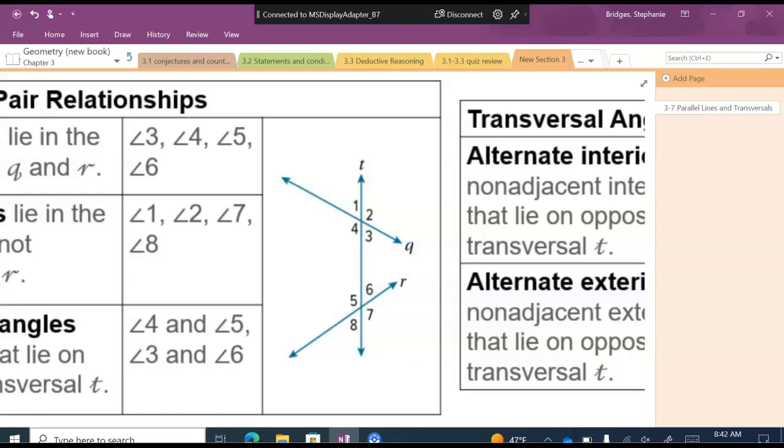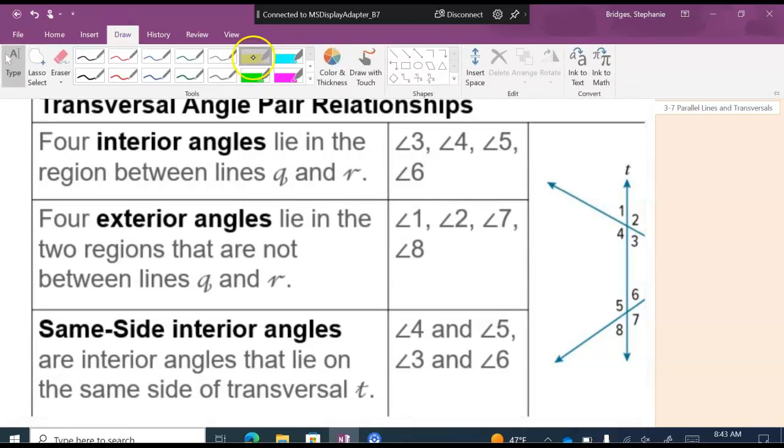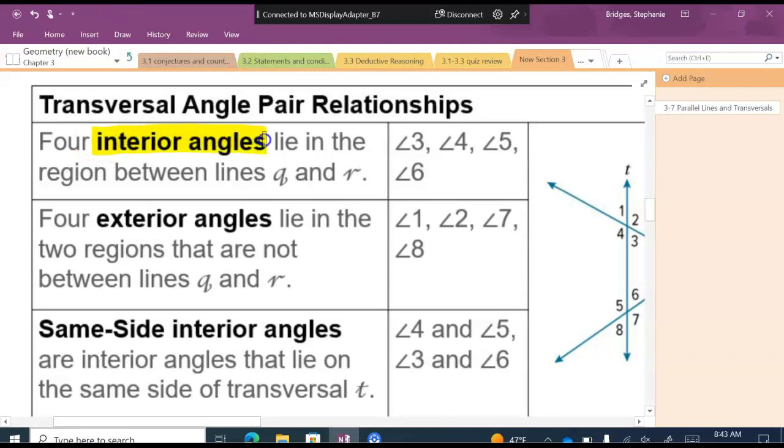Okay, so the first angle pair we're going to discuss is what we call interior angles. Or well, actually, these aren't pairs yet. We want to just talk about where they are. Interior angles are angles that lie in between my two lines. Okay, so here are my two lines right here, Q and R. What angles lie in between these two lines? What numbers? In between.